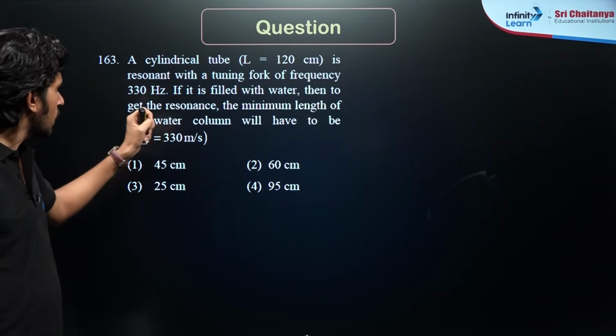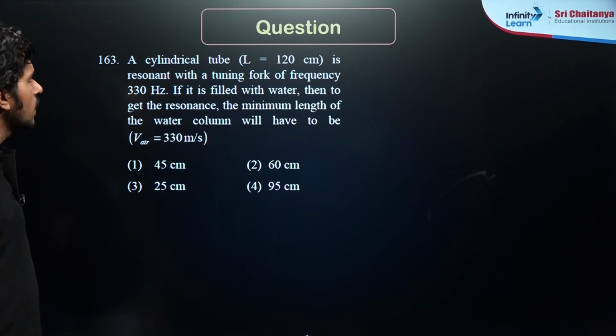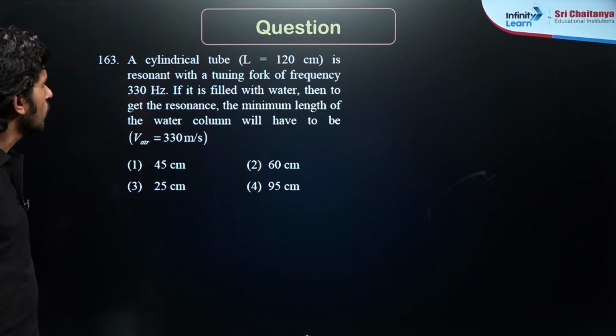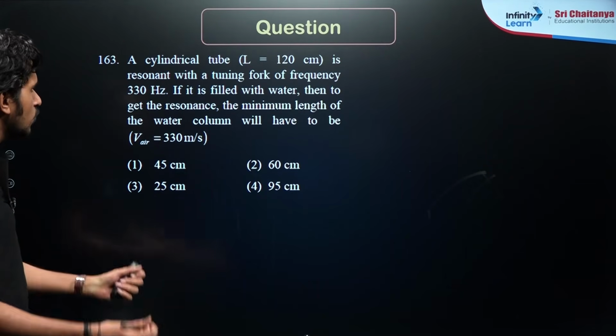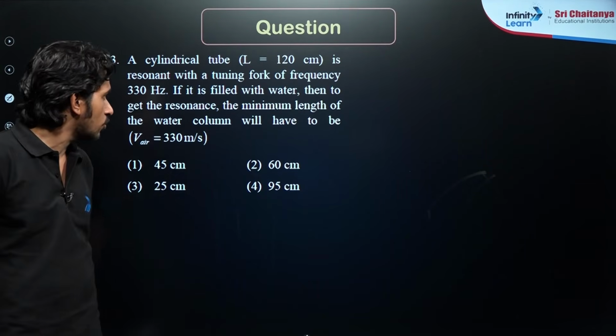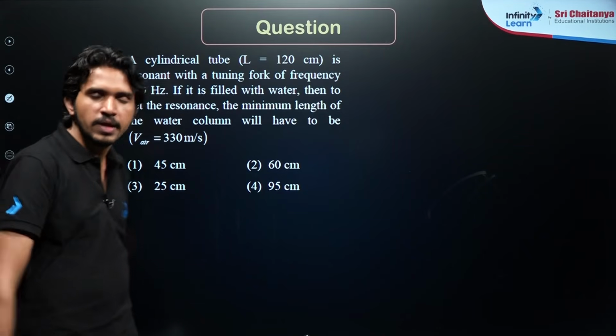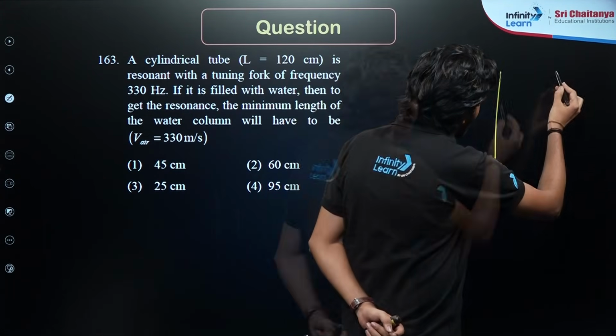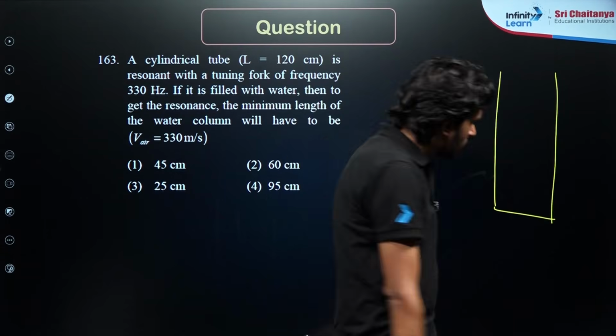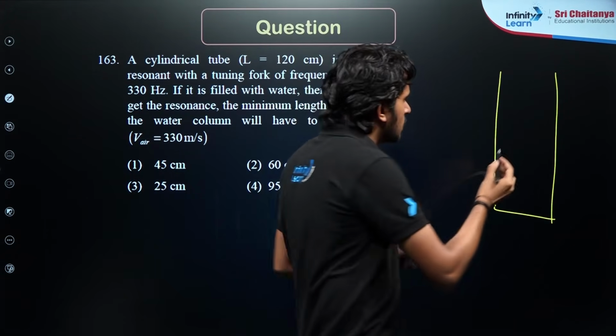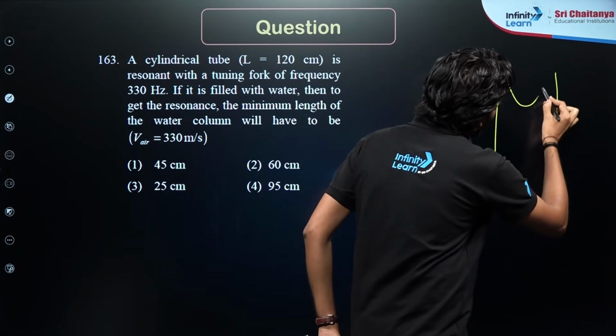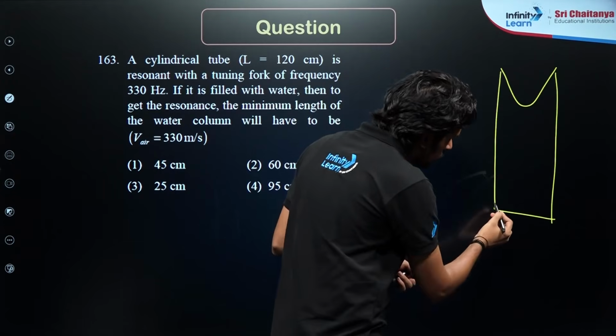In the next problem we have a cylindrical tube of L equals 120 centimeter, resonant with a tuning fork of frequency 330 Hertz. If it is filled with water, then to get the resonance, the minimum length of the water column will have to be, okay, first of all, what is this? This is an organ pipe. So this end will be open, and this is the closed end.